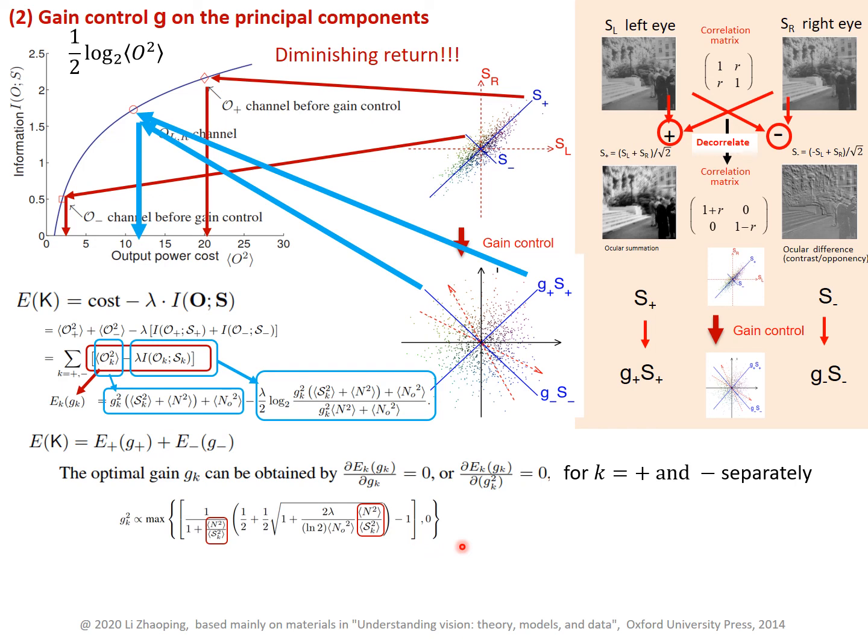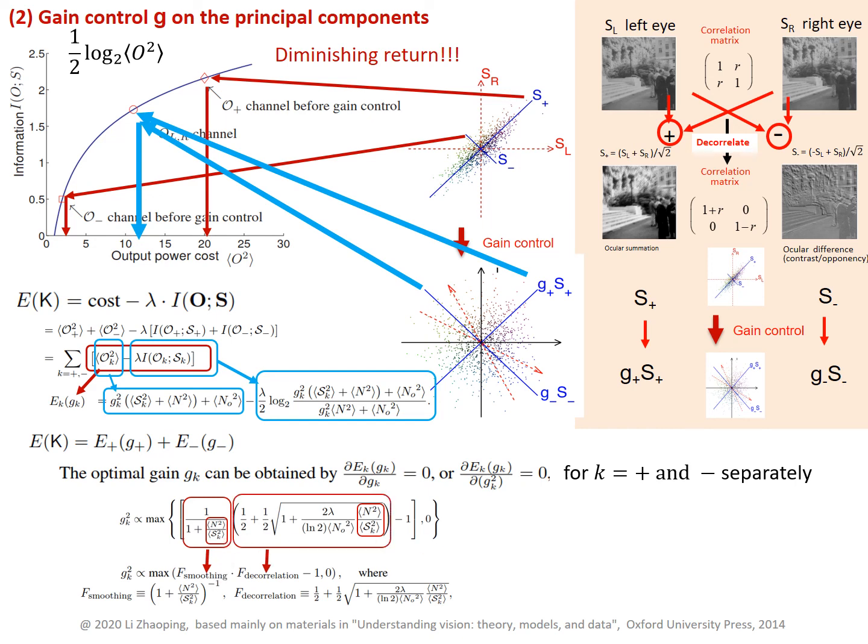And it can be simplified into two essential factors. One is the smoothing factor, and the other is the decorrelation factor. Therefore, we just get this GK and put it into these gains. And this is how we do the gain control step for the efficient encoding.